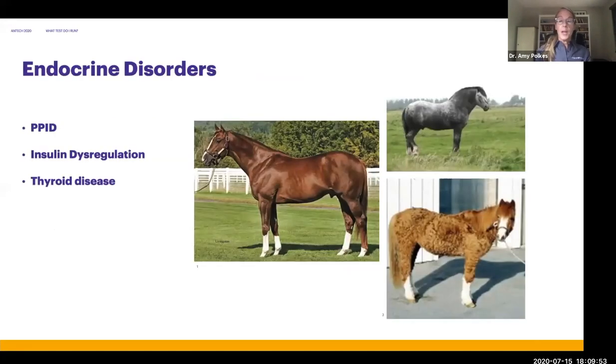So the first group of disorders I'm going to talk about are endocrine disorders. Certainly in the last 10 years, we've been talking more and more about endocrine disorders, and I feel like this is sort of an ever-changing field. We've gone from a lot of different recommendations on when to sample, how do we handle it, names of the diseases, et cetera. So the things that I'm going to really highlight are PPID, Cushing's, insulin dysregulation, and thyroid disease. I'll go through each one of these.